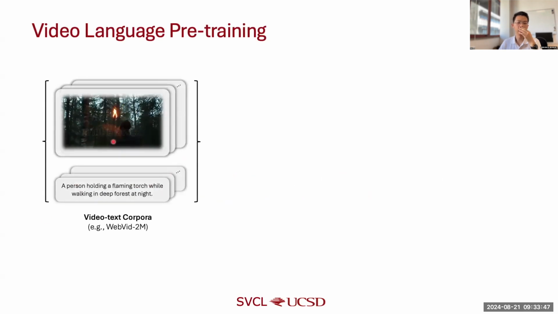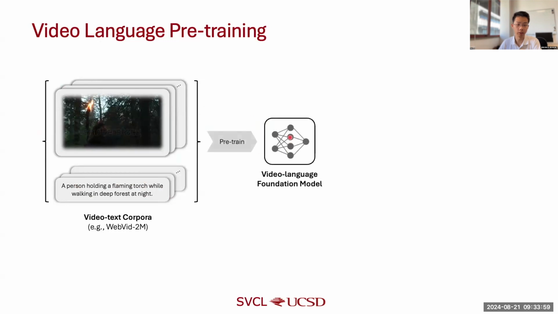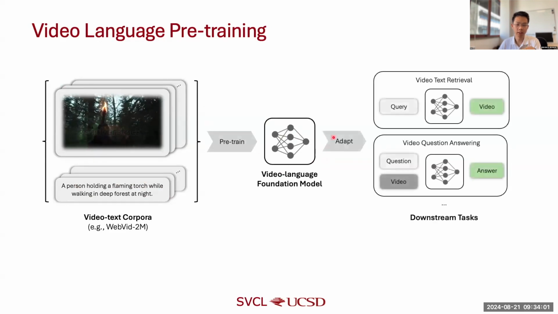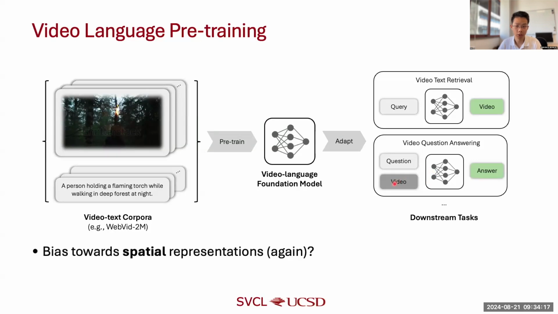A natural extension of video models into the multimodal paradigm is video language pre-training. Here, a large volume of paired video and text are used to pre-train a video language foundation model. This model is then adapted to various downstream tasks, from video text retrieval to video question answering. In the previous slides, I have established that video action datasets and classifiers have a bias towards spatial representations. So is the same happening here for video language models?